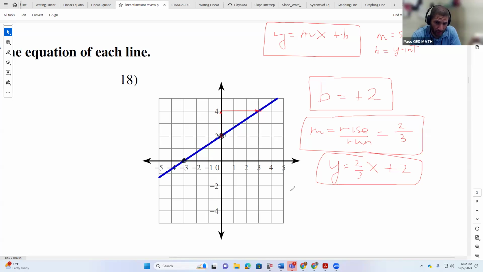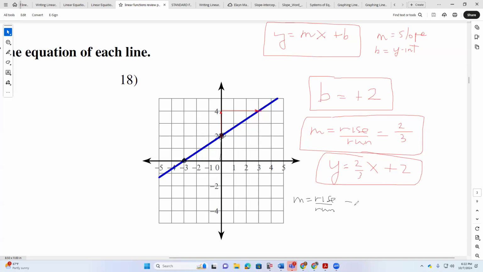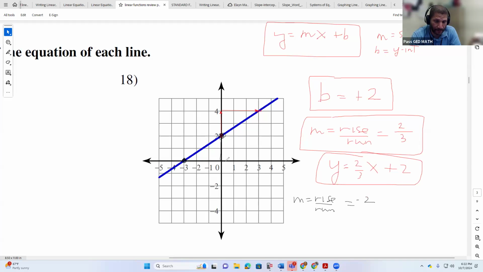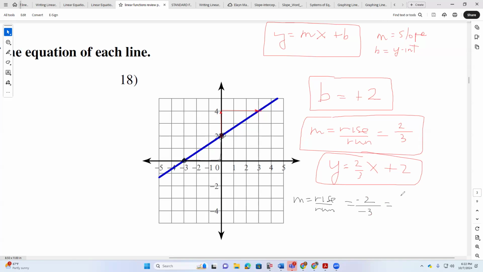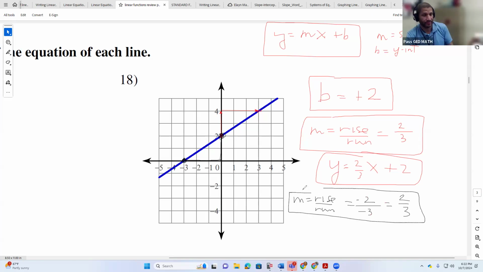From this point, we're still going to do rise over run. But this time, instead of going up, I have to go down to get to that point. 1, 2. So my rise is -2. Then my run is 1, 2, 3. Since I'm going to the left, my run is -3. -2 over -3 gives you the positive 2 over 3. So you still get the same slope of 2/3.